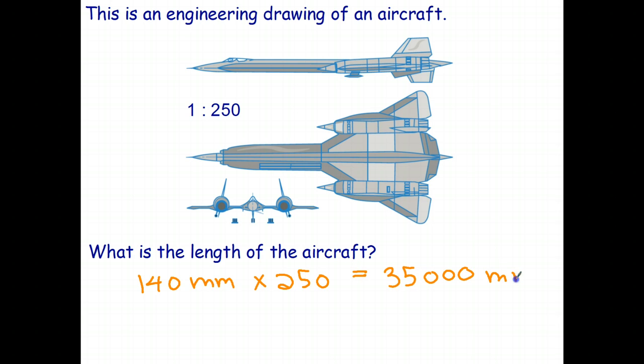I'll put the units on that. So we can leave it at that, 35,000 millimeters. And again, a more practical way of talking about it. If someone said, how long is the aircraft? You wouldn't say that. You divide that by 1,000 and say that's 35 meters long.